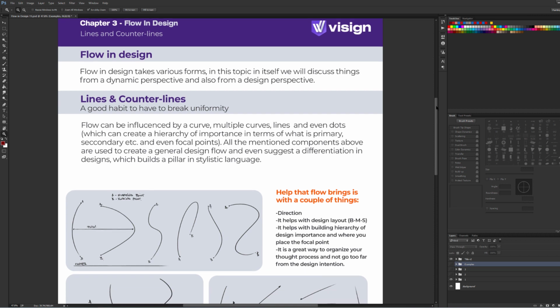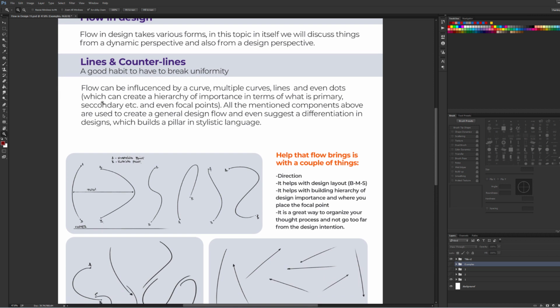What you have to understand here comes into the idea of the habit of breaking uniformity. A lot of people struggle because they don't know how to break uniformity in different types of contexts. And what happens here is basically this. Flow can be influenced by a curve, multiple curves, lines, and even dots, which can create a hierarchy of importance in terms of what is primary, secondary, tertiary, and so on, and even focal points.